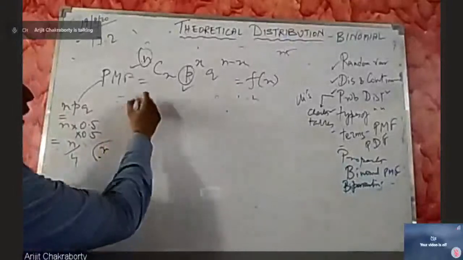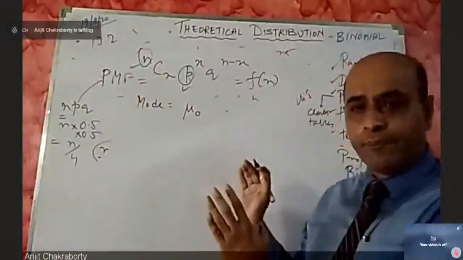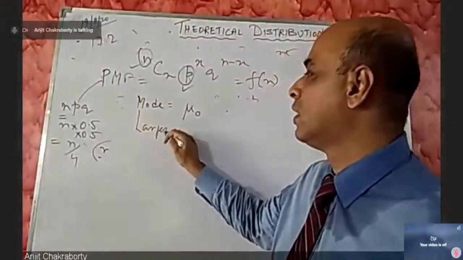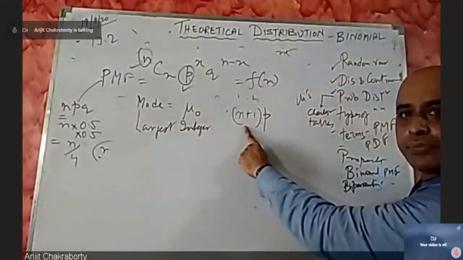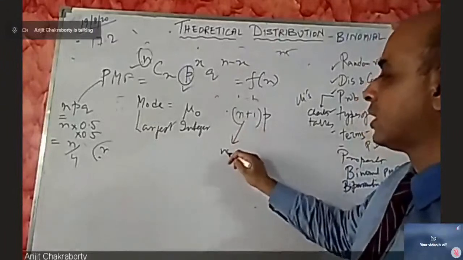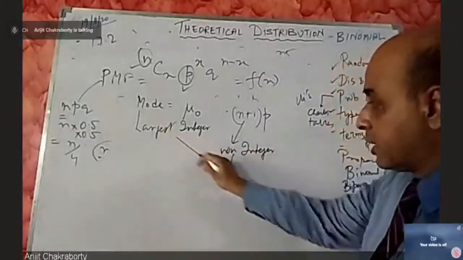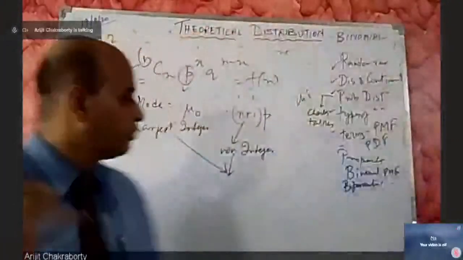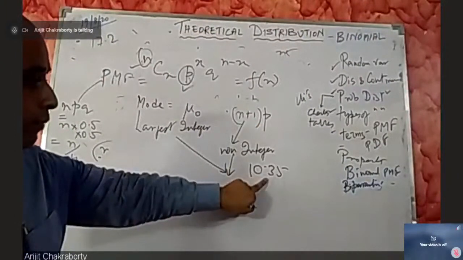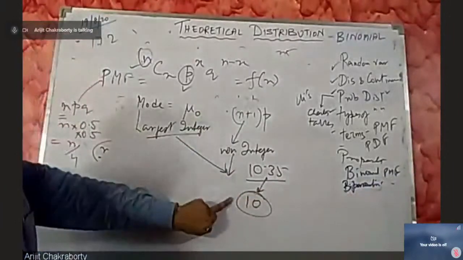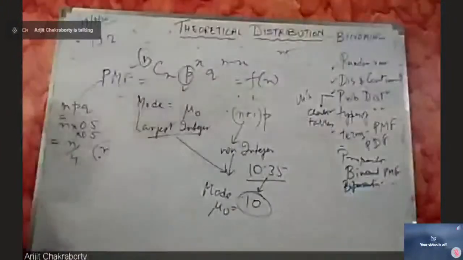Now, mode is given by mu 0. The way to denote mode is mu 0. Now, mu 0, that is mode, will be the largest integer. So you first have to find out n plus 1 into p. If n plus 1 into p is a non-integer, in that case, what will be the mu? The largest integer which is contained in the non-integer. For example, n plus 1 into p comes to 10.35. That means the largest integer within 10.35 is what? Is 10. The maximum integer value below 10.35 is 10. That means the mode, that is mu 0, is equal to 10. So please keep a note of this as well.